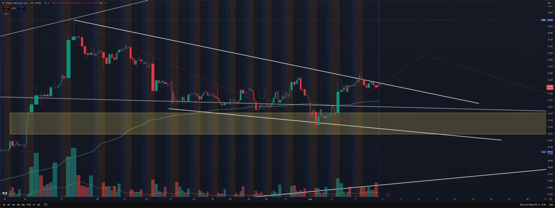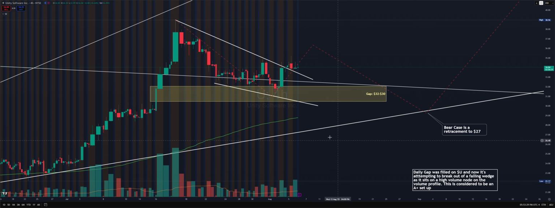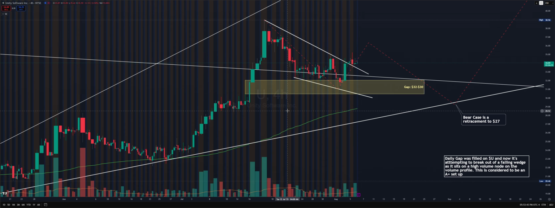Let me do the 4 hours, maybe that might be better. Okay, here you have a falling wedge, and you could start bouncing and move out. But if you're looking at this, you're seeing some rejections right on top here, and you have a gap right over here. It hasn't completely been filled, but that's fine. It doesn't have to be filled completely.